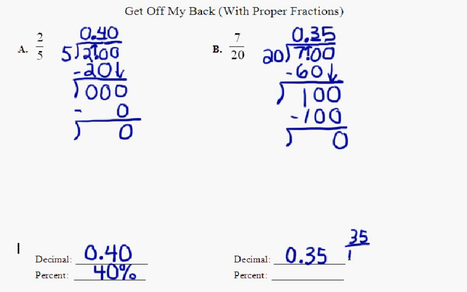To convert it into a percent, again, you say this as 35 hundredths. We know percent is a fraction whose denominator is 100. So to make it into a percent, that's easy. That's 35%. So remember, Kipsters, you can use get off my back even when it's a proper fraction. You don't have to do it with just the big-headed fractions. Have a good day.